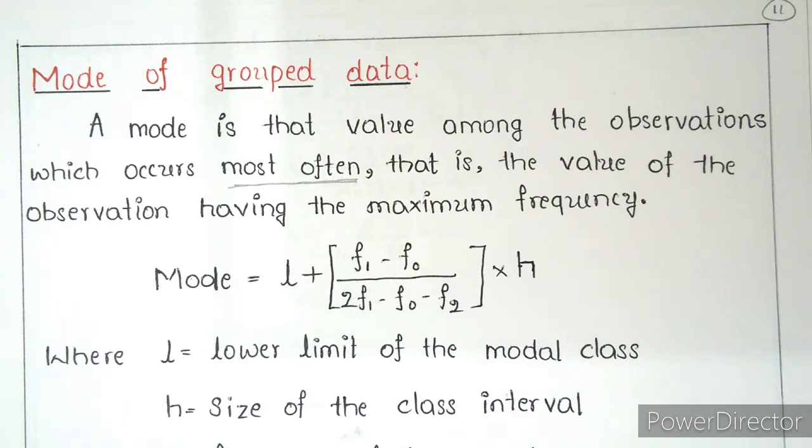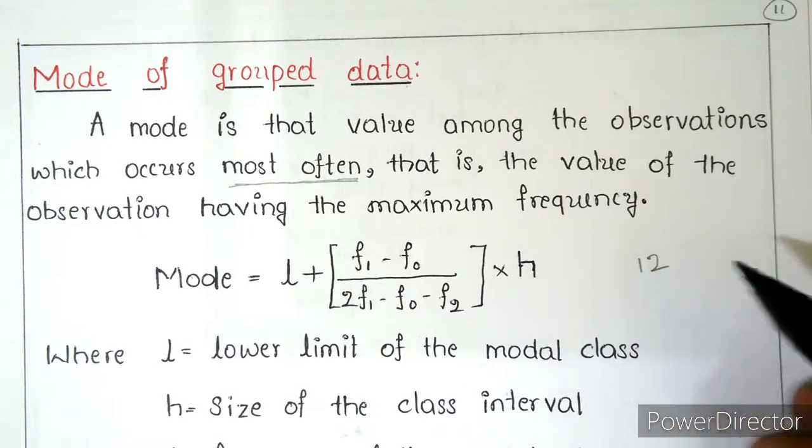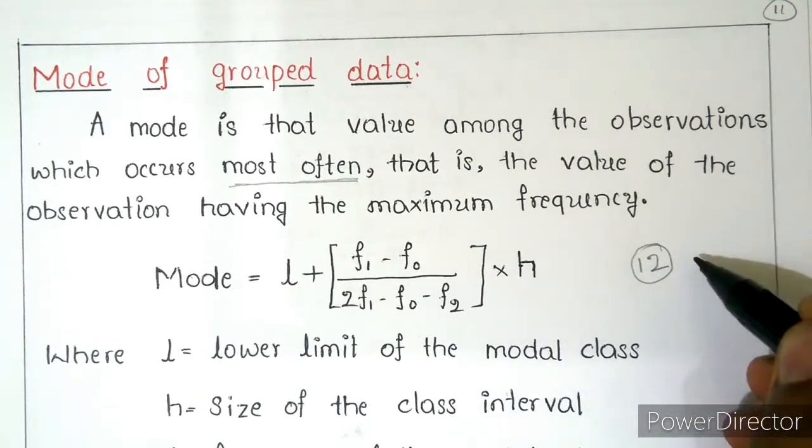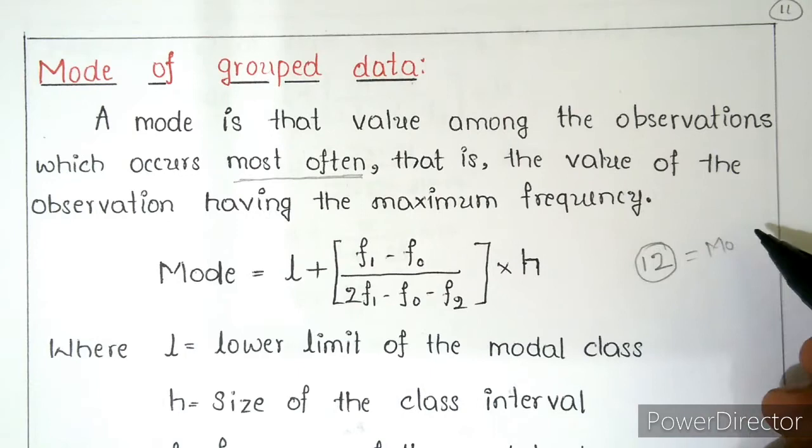Simply, see, in a school you conduct a test out of 20, and the maximum students got 12 or 13 marks. So 12 is the mode, since it is the most often repeated.